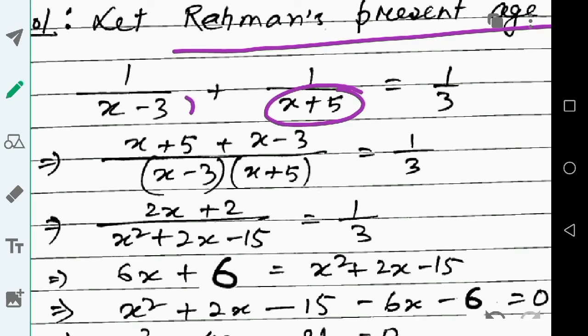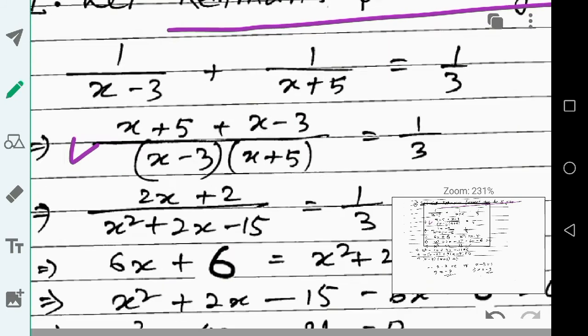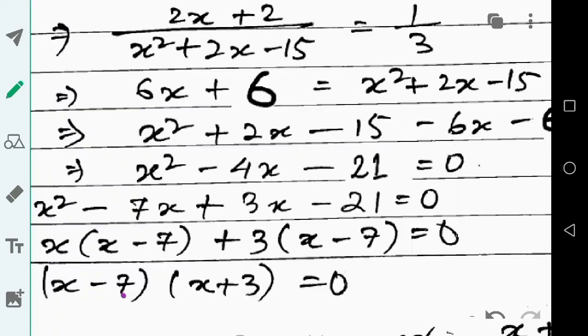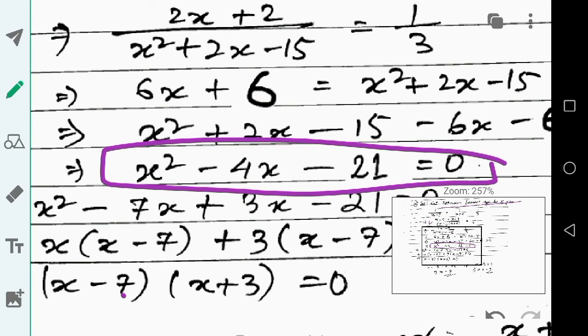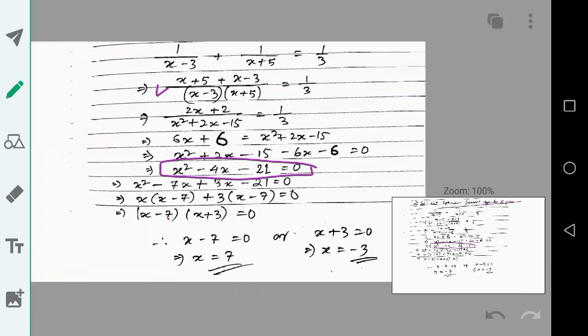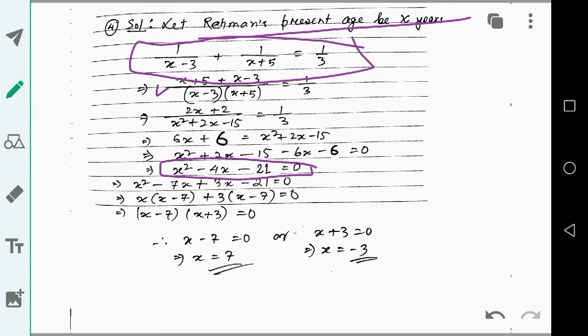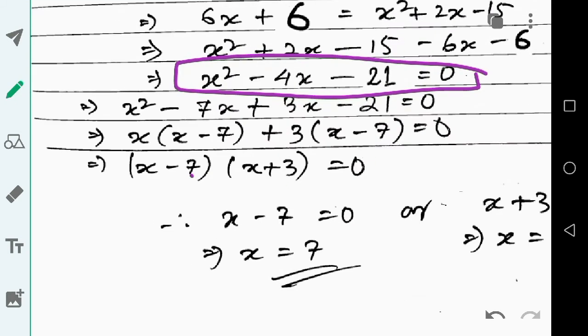So taking the LCM I have got this result, and simplifying this we have got a quadratic equation, that is x square minus 4x minus 21 equal to 0. This is the quadratic equation which is obtained from this equation. So now I have applied the factorization method here. How to apply the factorization method I have already explained in the last video, so I am not going to explain it again.